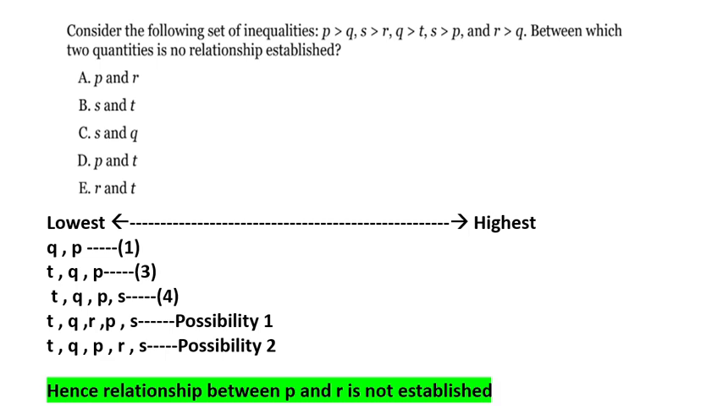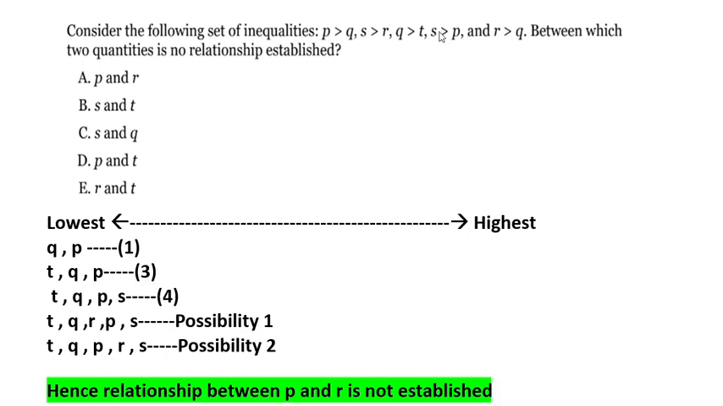The third inequality states Q is greater than T. So I now know that Q should be to the right of T, which is what I have done. So I have put T and then Q and then P, because Q is greater than T and P is greater than Q. So I now have this equation.